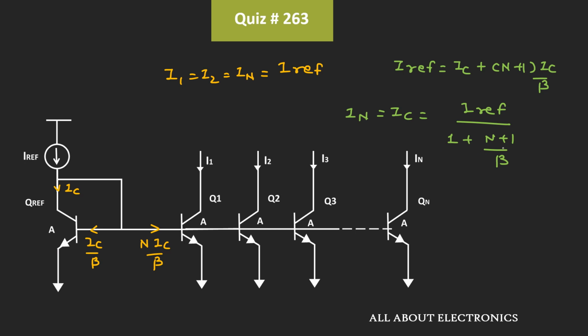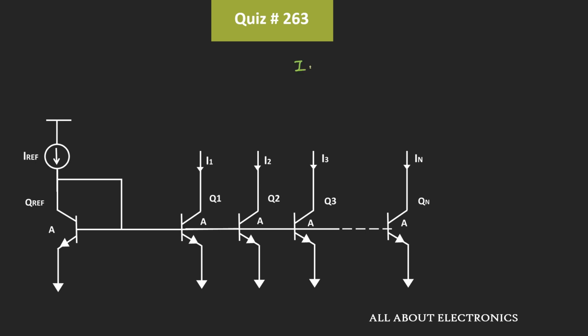So as you can see, as the value of N increases, the error in this output current will increase. So here we need to find the value of N in such a way that the error in the output current is less than 10%. That means this current IN should be greater than I reference minus 10% of I reference, that means the error in the output current should be less than 10%. Or in other words, this IN should be greater than 0.9 times I reference.